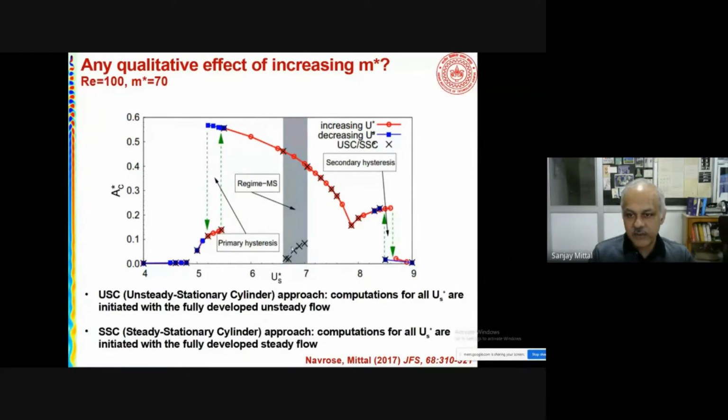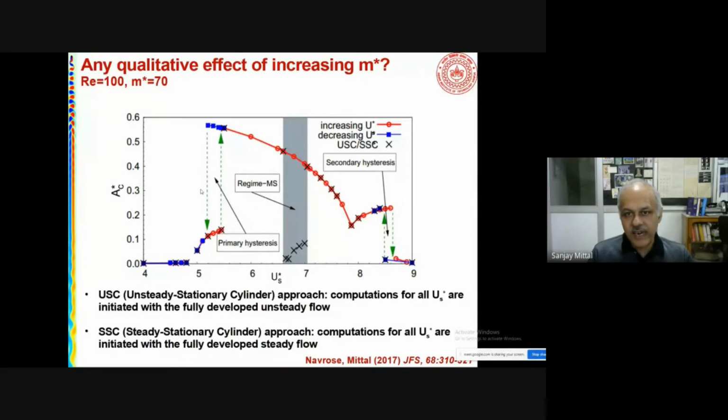If you start from a steady state solution for flow past the cylinder, then you get low amplitude oscillations. But if you are increasing or decreasing the flow speed, then the initial condition is already high amplitude solutions, and you seem to stay on that. So this is a new branch that was found, again, only for a single degree of freedom system.